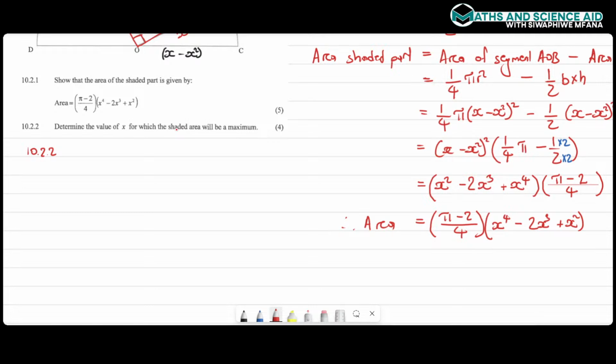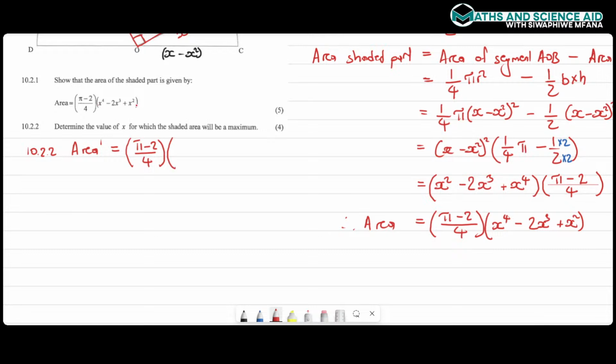Now, this is the main optimization part of this question. And for that, as you know, you just need to work out the first derivative. It's simple. So we want area prime, which will be the first derivative. So this pi minus 2 over 4 is just a constant. So we'll just take it down as it is. Pi minus 2, not x minus 2. The pi minus 2 over 4 is just a constant.